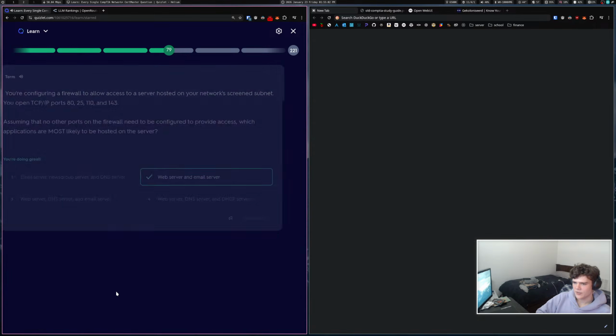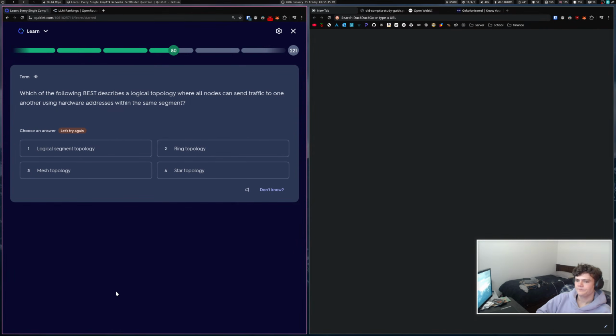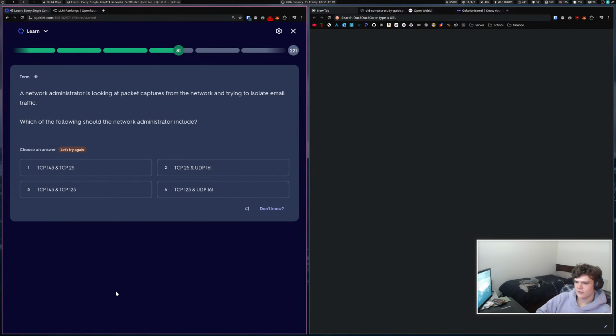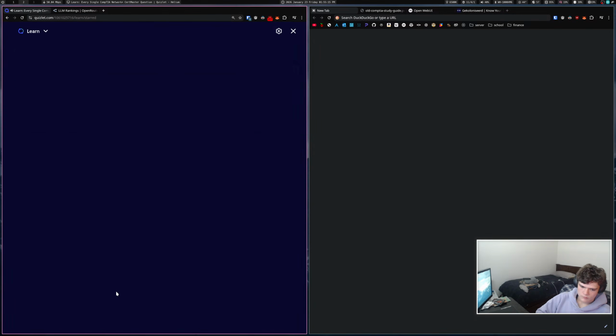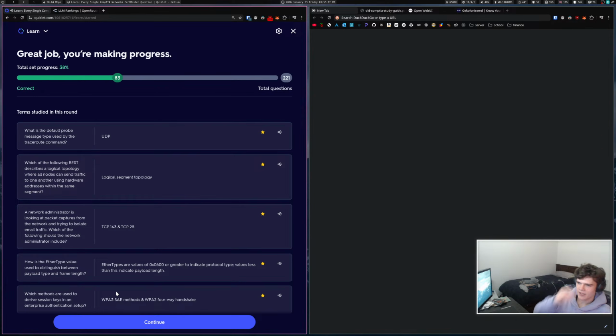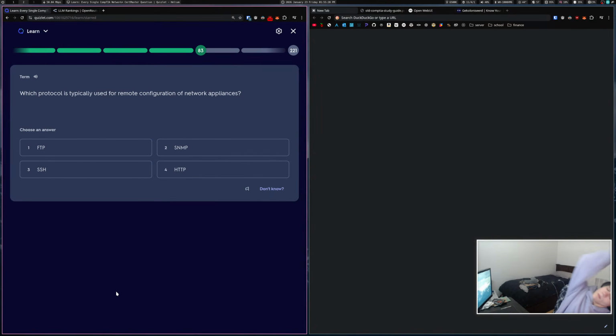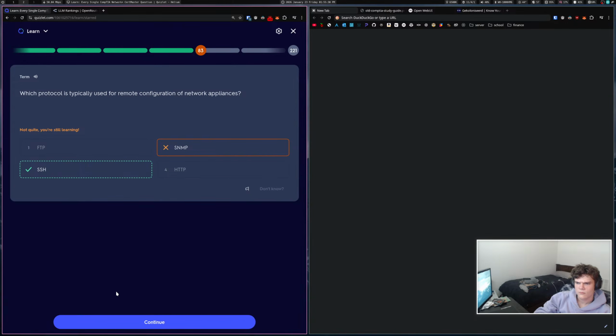Maybe a web server and an email server. Because it mentioned segments, and then that would be 143 and 25, and that would be why are we going to use the example method? Wow, that's crazy.